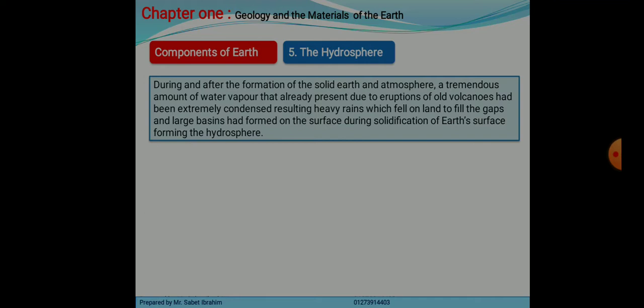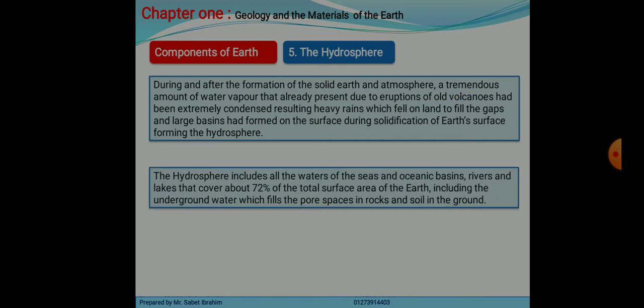During and after the formation of the solid Earth, component number 5, the hydrosphere: a tremendous amount of water vapor, already present due to eruptions of old volcanoes, had been extensively condensed, resulting in heavy rains which fell on land to fill the gaps in large basins that had formed on the surface during solidification of Earth's surface, forming the hydrosphere.